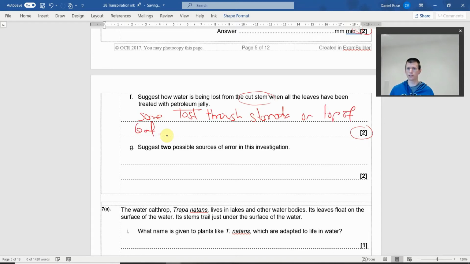But I want to make 2 points because it's giving me 2 marks. Some, I'm going to go for the rubber tubing connection. I'm not going to say from the rubber tubing itself because the rubber doesn't lose any water. So I've got 2 points there, and that makes me a little bit more confident I'm putting the right answer. It didn't say give me 1, give me 2, so it's okay, I'll put 2 points. Suggest 2 possible sources of error in this investigation. Well, error is something that will lead you to inaccurate results, not measuring a true value.